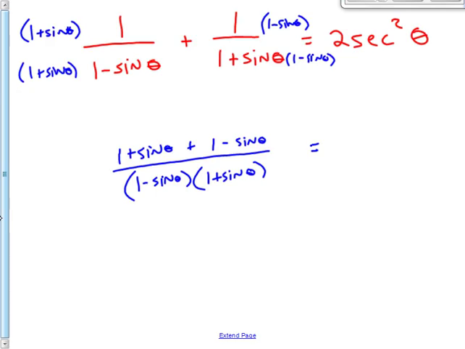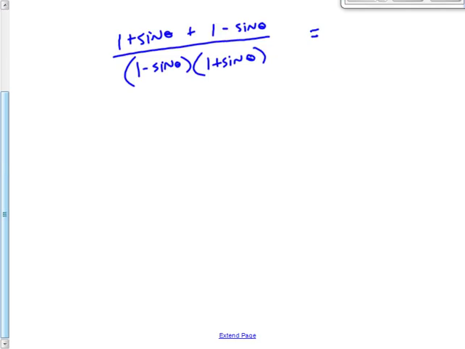Now I look at that and I see on the top that I have a plus sine theta and a minus sine theta, and I have 1 plus 1, which is 2. In the denominator, I have two binomials that I can multiply using FOIL. So I have 1 times 1, 1 times sine theta, negative sine theta times 1, and negative sine theta times sine theta, which is negative sine squared theta.